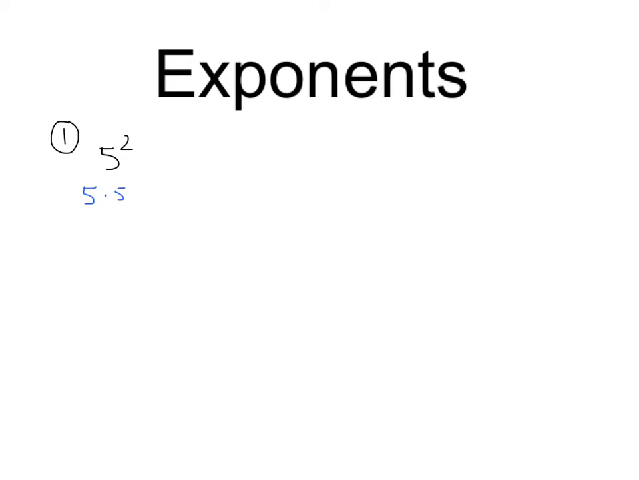Let's go over some vocabulary. When I write this 5 to the second power, you may also know that can be said as 5 squared. This number here, that's what we call the base. And then this number, that's what we call the exponent.